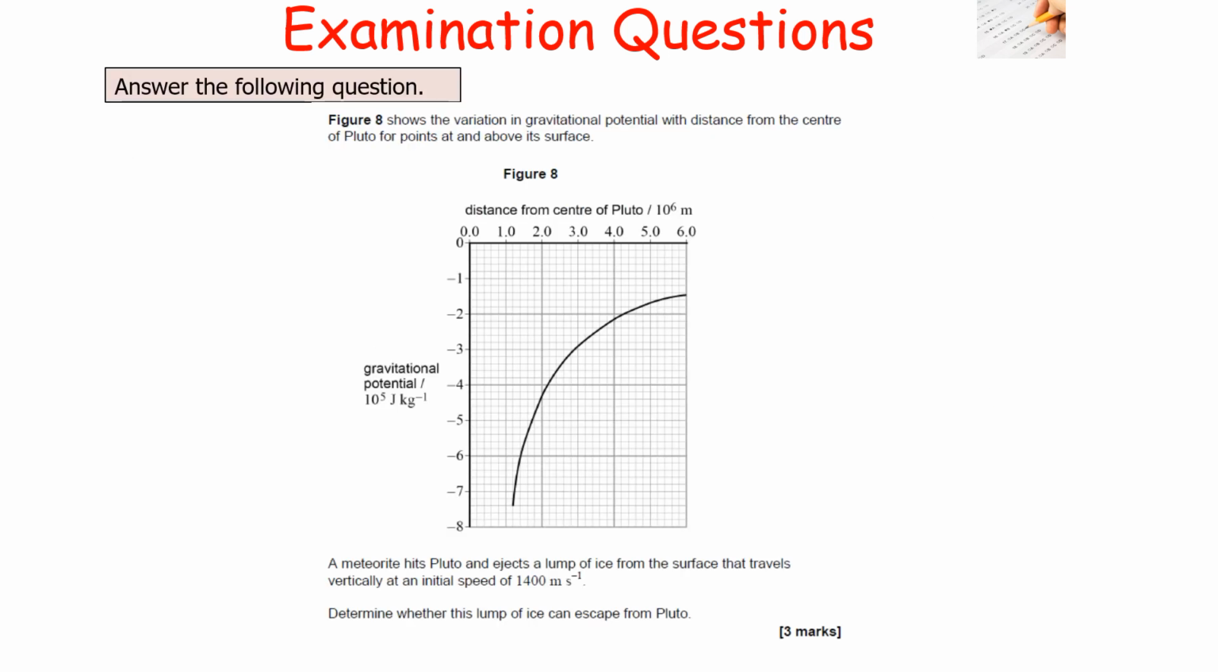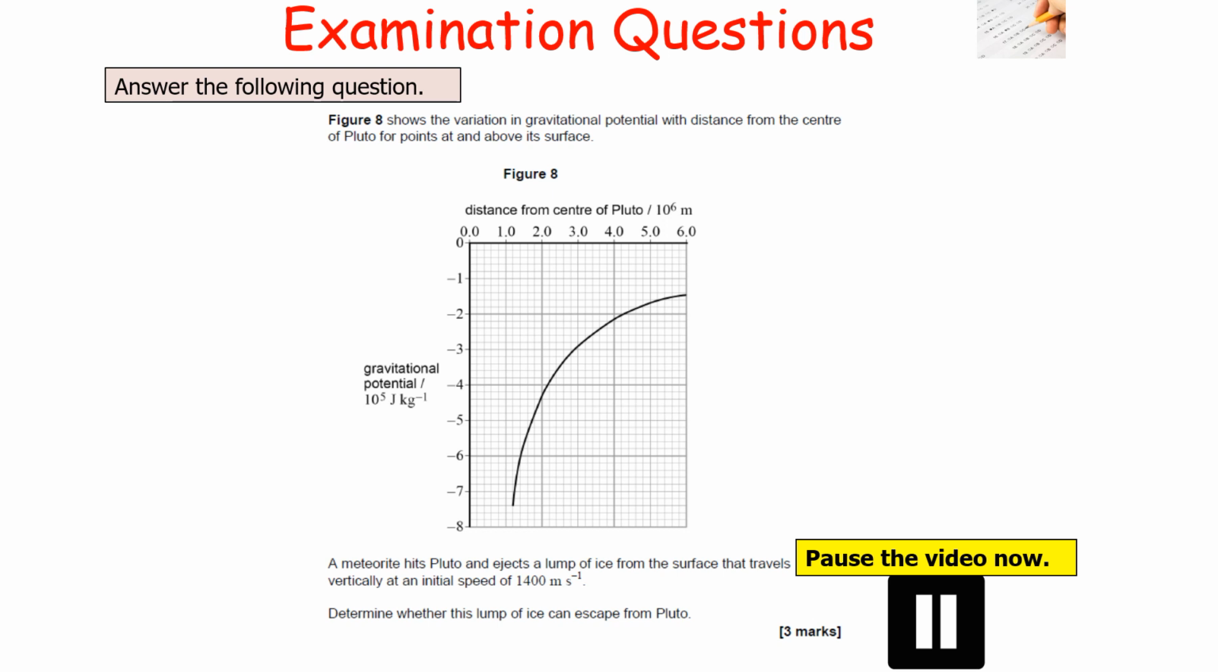Our next question says, figure 8 shows the variation in gravitational potential with distance from the centre of Pluto for points at and above its surface. A meteorite hits Pluto and ejects a lump of ice from the surface that travels vertically at an initial speed of 1,400 meters per second. Determine whether this lump of ice can escape from Pluto. So pause the video now, then unpause the video when you want to go through your answer.